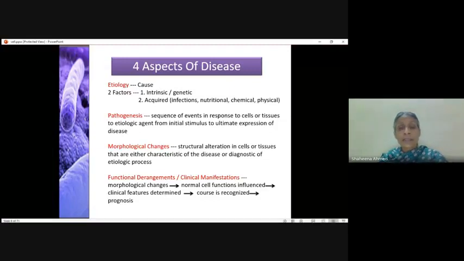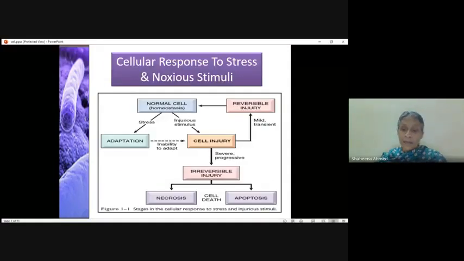Morphological changes, these are the structural changes that you see within the cells or the tissues which are characteristic of a particular disease. Now, functional derangements and clinical manifestations, obviously, when there is going to be some sort of a morphological change which is specific to a certain disease, you are going to see specific signs and symptoms which are related to that disease. And these will lead you towards a diagnosis and prognosis of that disease.